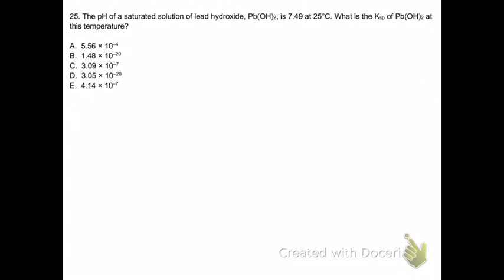All right, in this question, we're trying to figure out what the Ksp of lead hydroxide is. So this is basically going to be a reverse ICE table. What I mean by that is we're trying to find Ksp. Let's think about what that reaction corresponds to. So it's lead hydroxide, Pb(OH)2 solid, turning into Pb2+ aqueous and 2 hydroxides.